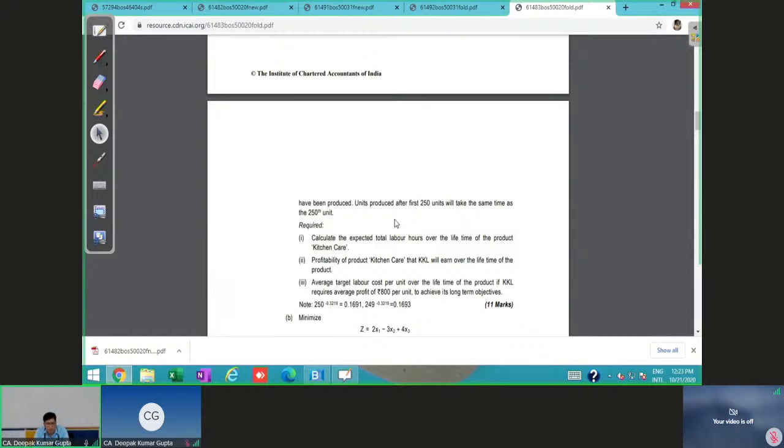Calculate the expected total labor hours over the lifetime of the product kitchen care. Profitability of the product kitchen care that KKL will earn over the lifetime of the product. Average target labor cost per unit over the lifetime of the product if KKL requires an average profit of 800 per unit to achieve its long-term objective.